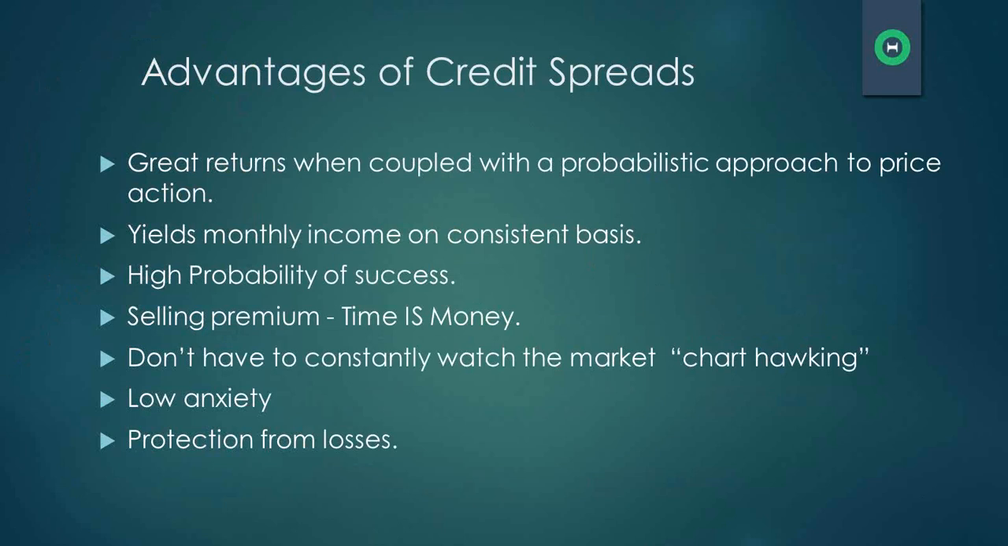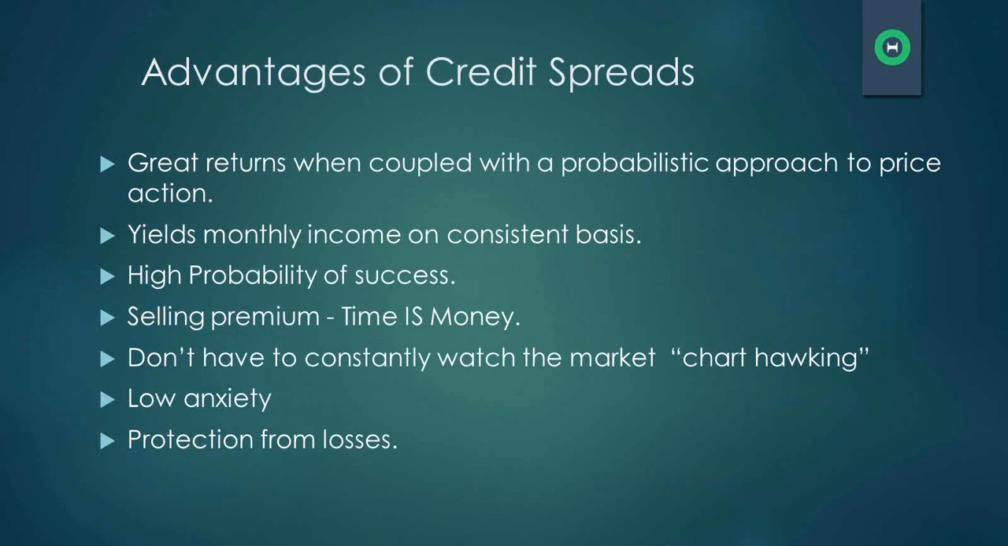There will be some months when you don't have winners, but over the long run, what we're going to look for is an equity curve that has very little drawdown. Therefore, it has consistent monthly yields. Like I said earlier, this is a high probability of success.